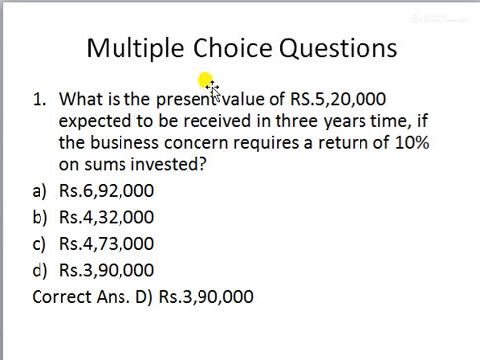Next, coming to multiple choice questions. The first question is, what is the present value of rupees 5,20,000 expected to be received in 3 years time if the business concern requires a return of 10% on the sum invested? Out of 4 options, the right answer is D, rupees 3,90,000.